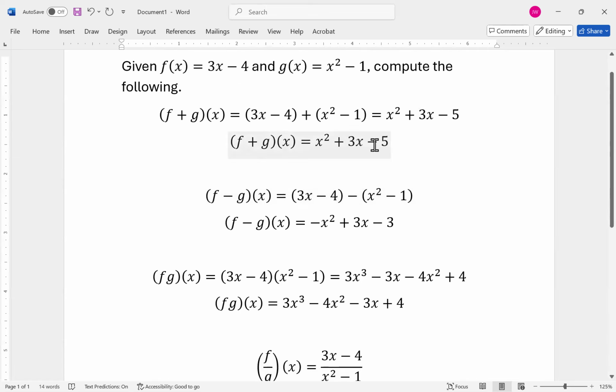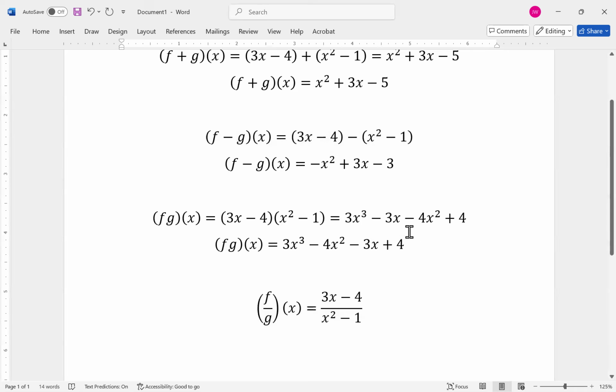So this is pretty straightforward. Anytime we have two functions, if we want to add them, subtract them, multiply them, or divide them, then we just do that operation to their outputs.